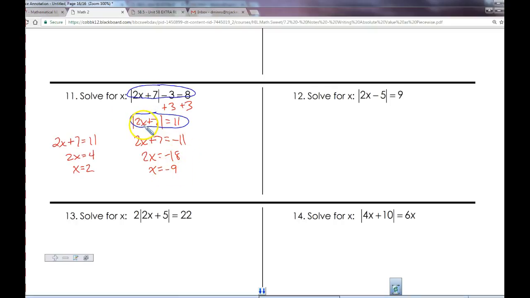2 times negative 9 is negative 18 plus 7 is negative 11. The absolute value of negative 11 is indeed 11. Both of those answers check out just fine.